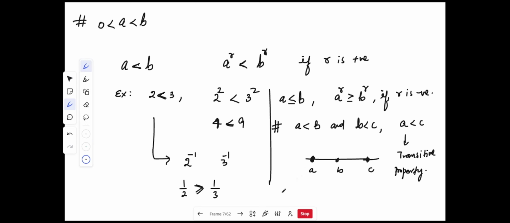Now we have a few more things. Say a less than b and c less than d. We have two inequalities, so we can add them sidewise. If both inequalities are of the same sign, less-than type, we can add them: a plus c is less than b plus d.